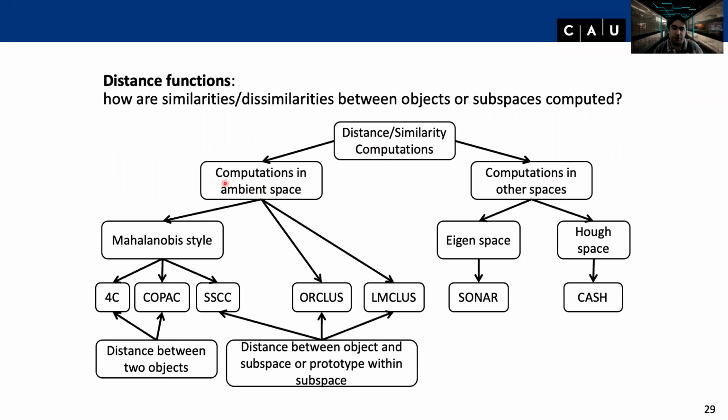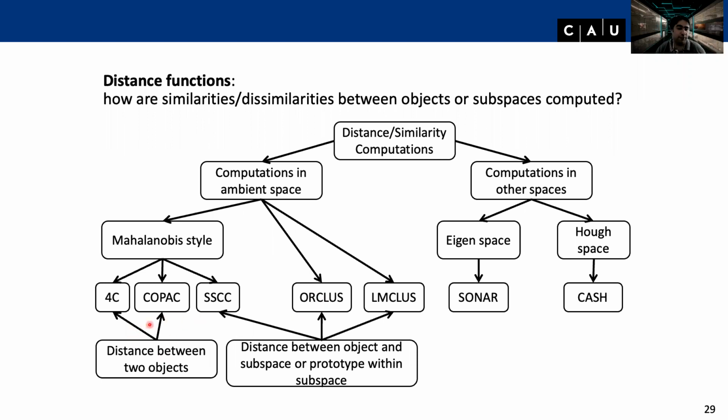So computations that are in the original data space are either Mahalanobis style, like for CoPaC and SSCC as an example that we've seen, or they are like in Oculus or LMCLUS. However, they are also overlapping here. We say SSCC, Oculus and LMCLUS compute distances between an object and a subspace or prototype within a subspace. So here, for instance, LMCLUS computes the distance of an object to a subspace, to this normal basis. Oculus computes the distance, and SSCC also, the distance of an object to its prototype, to its mean, either in correlation or in cluster subspace, in the orthogonal one.